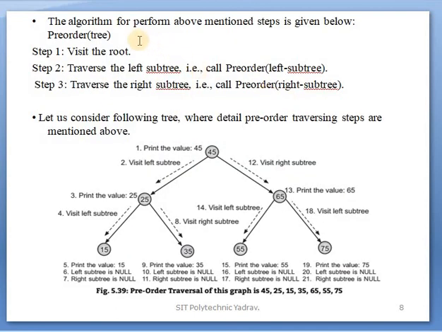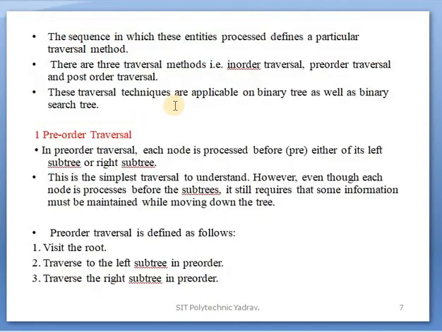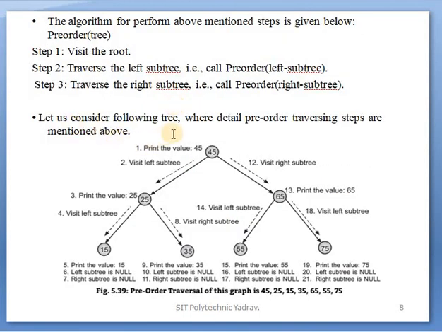The algorithm to perform the above-mentioned steps is as follows. The first step is to visit the root, second, traverse the left subtree, and third, traverse the right subtree. Let's consider the following tree, where the details of pre-order traversal are mentioned step by step. The first step is to visit the root, after that left, after that right.